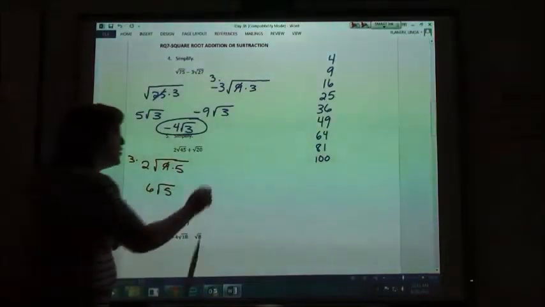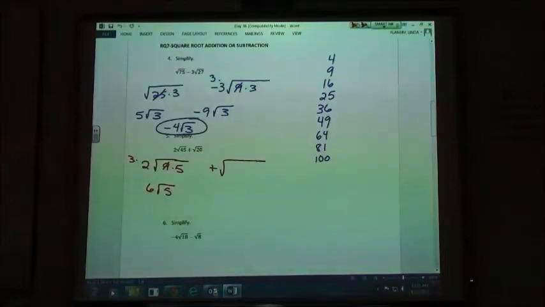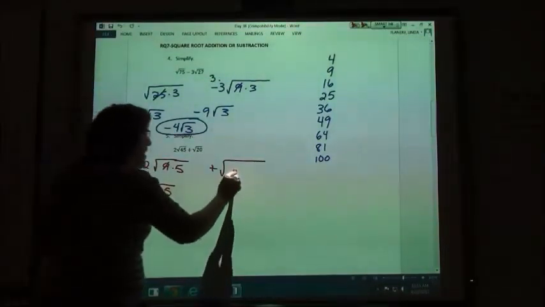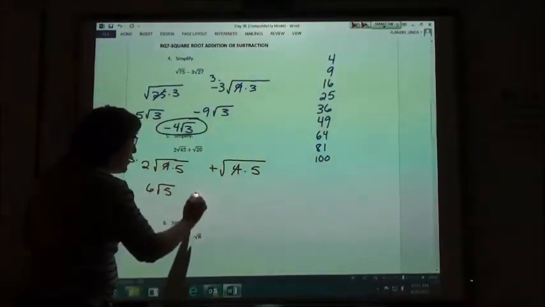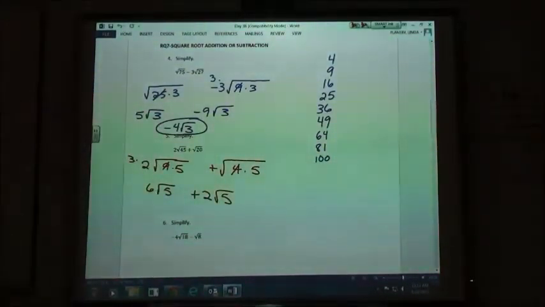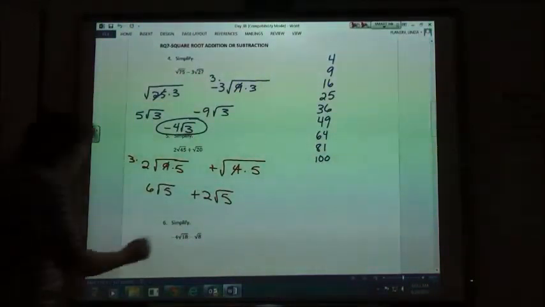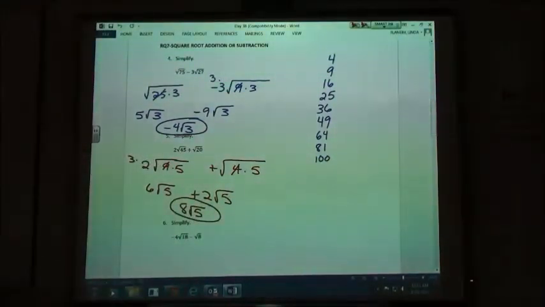Then I'm going to do plus the square root of 20. 20 again is not a perfect square. I should factor that into 4 and 5, because 4 is the biggest perfect square that divides into 20. The square root of 4 is 2, so I get plus 2 square root of 5. So I get 6 square root of 5 plus 2 square root of 5, which would give me, I'm adding, 8 square root of 5. So 8 square root of 5 would be my answer.